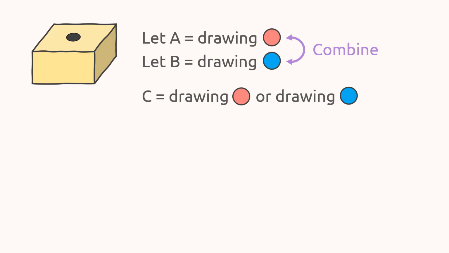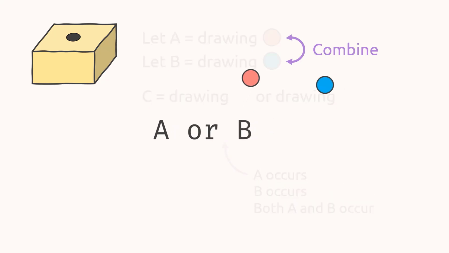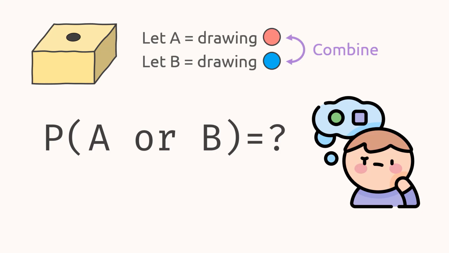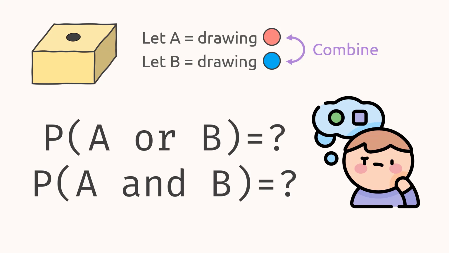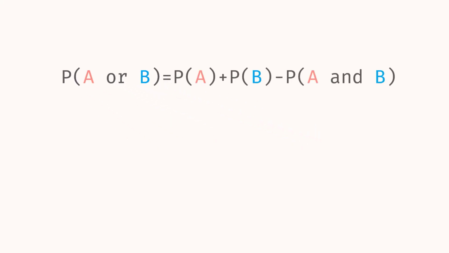Putting that in symbolic form, we say A or B. Here, when we say or, we mean either A occurs or B occurs or both A and B occur. Now, the question is, how do we find the probability of A or B and the probability of A and B? Let's find out. To find the probability of A or B, we can use the addition rule.